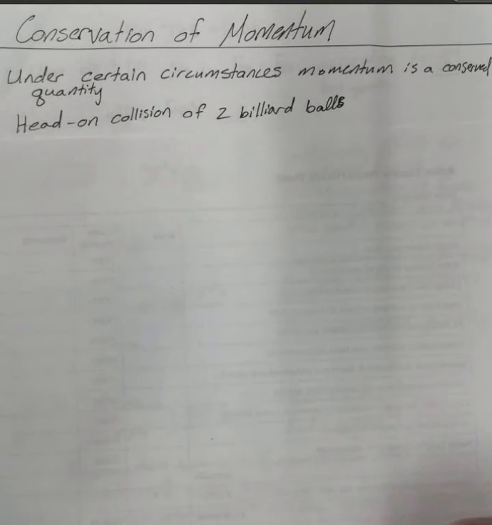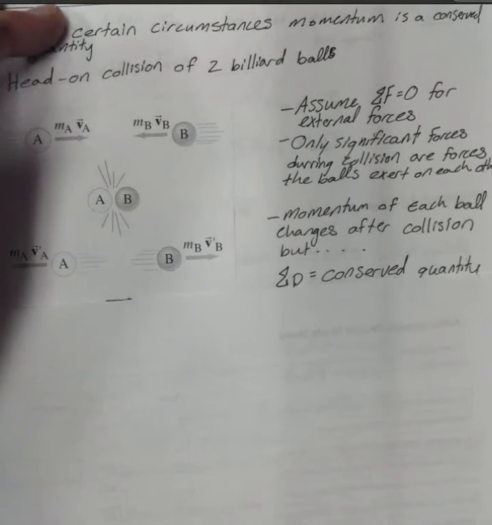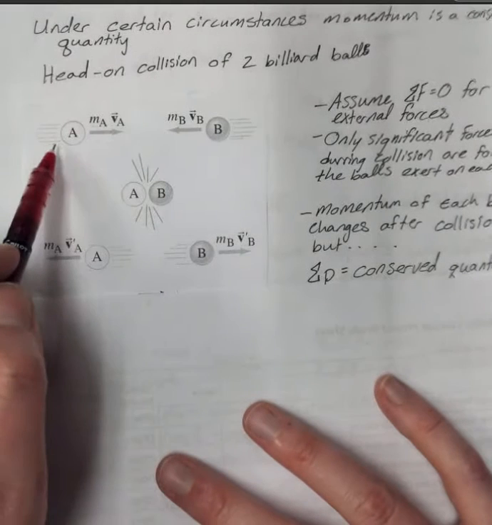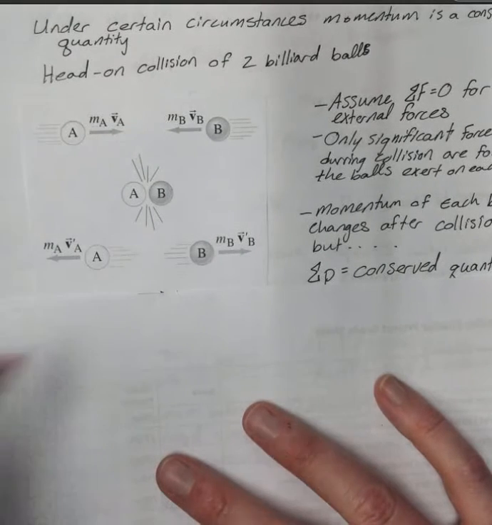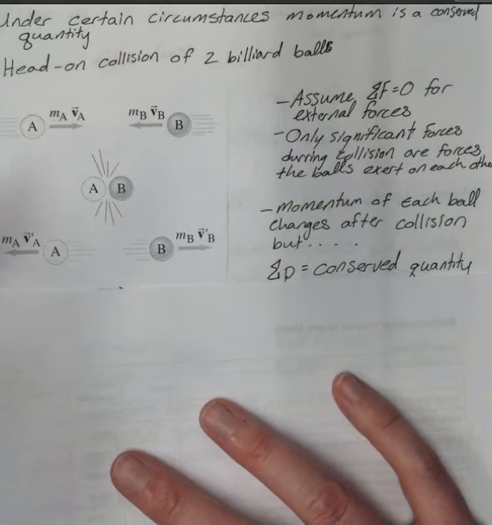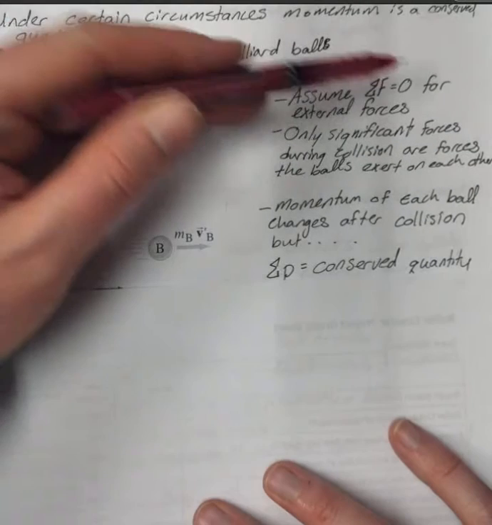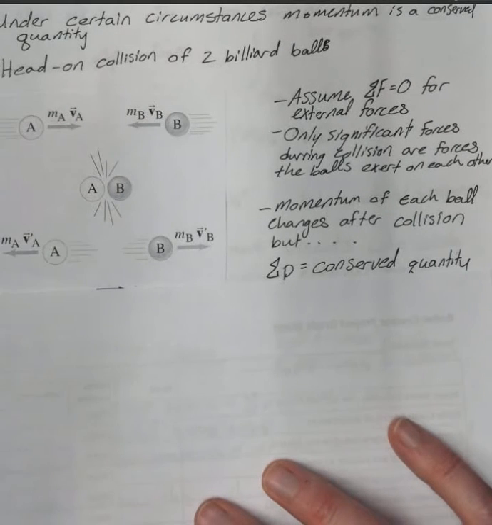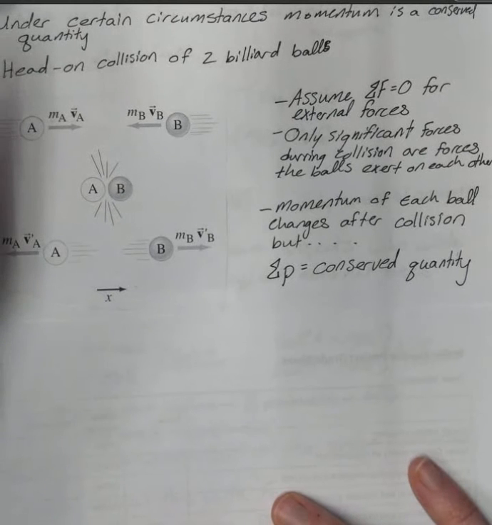One of the examples that I'm going to use for us to consider conservation of momentum is a head-on collision of two billiard balls. So take a look at these two billiard balls. You have billiard ball A and billiard ball B moving toward each other, and they're going to collide and then they'll move away from each other. If we're going to say that momentum is conserved for this situation, there's a few assumptions we have to make. First, we have to assume that the net external force is 0, which means that there's no appreciable external force acting in this situation that would change either of these objects' momentum.